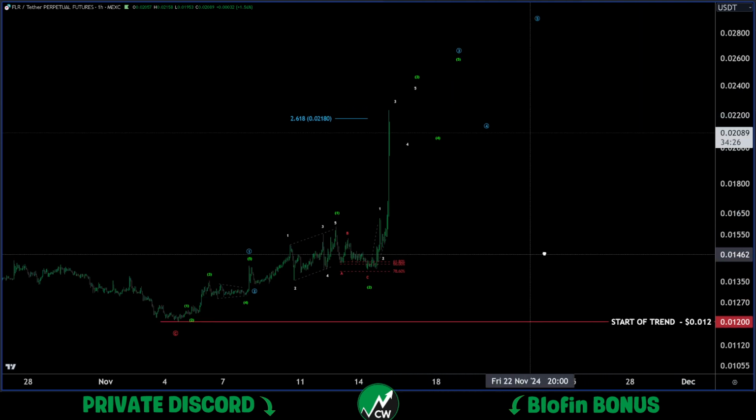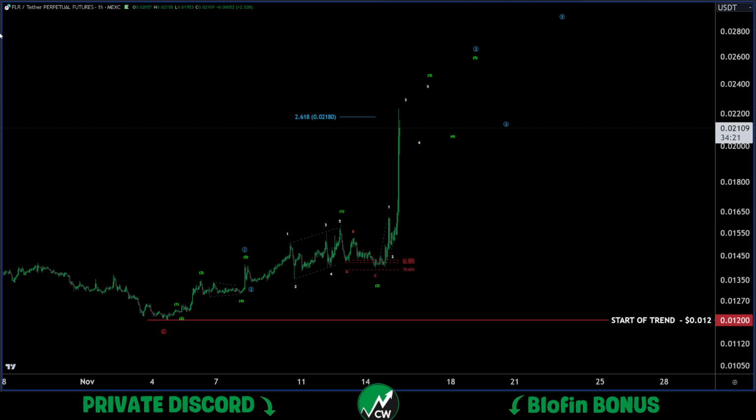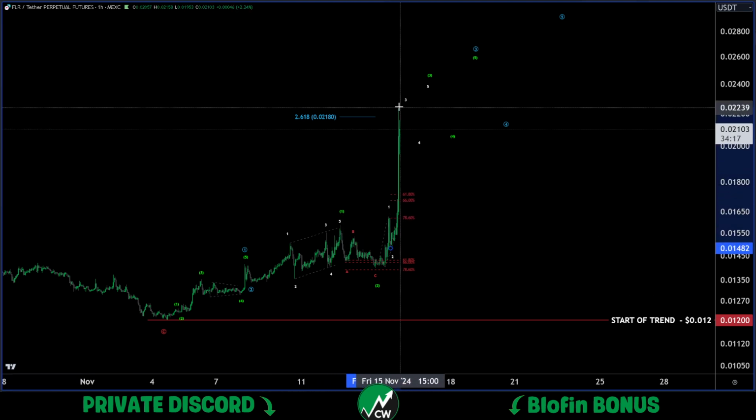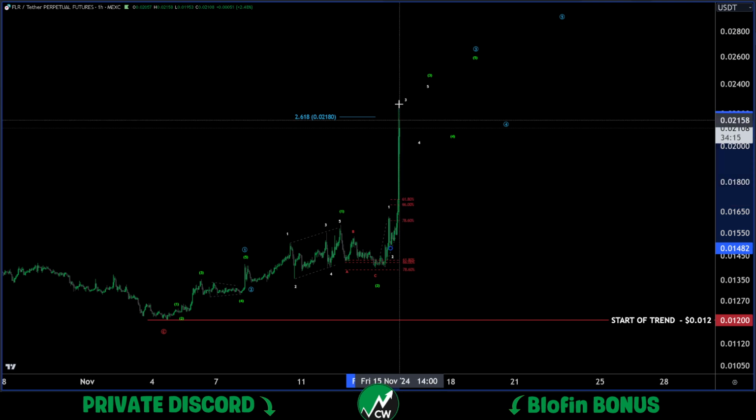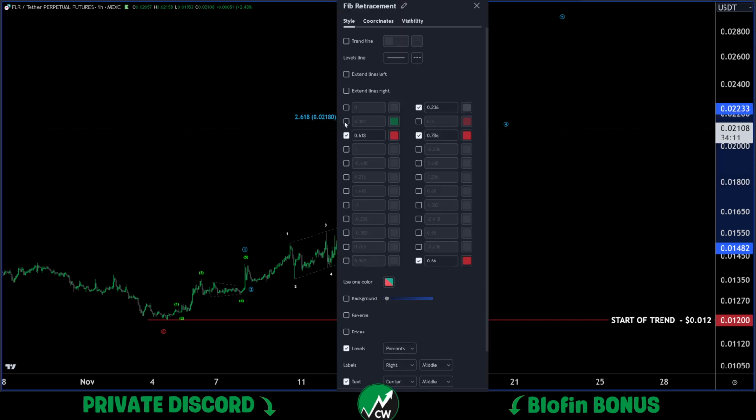I'm going to be tracking this one now on the regular in the Discord. So once this wave finishes, if you're looking to take an entry, you're not part of the Discord, whenever it finishes, I'm going to be looking for an entry between the 236 and the 382. I'll probably have some limit buys. Stop will be past the 618 or just past the 50.